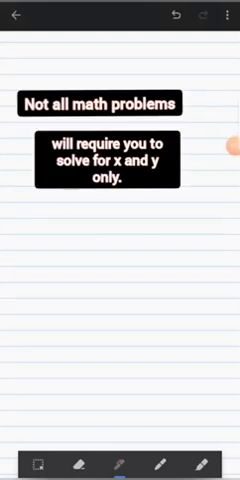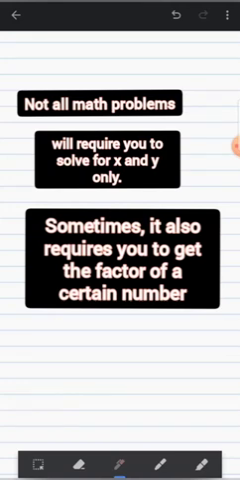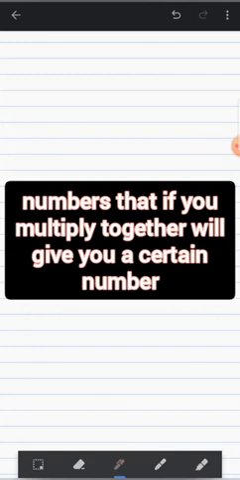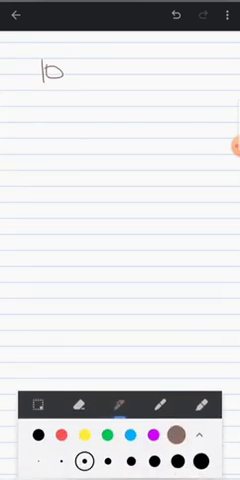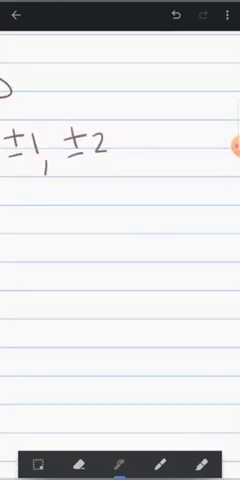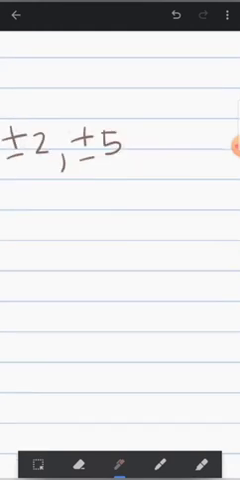Not all math problems will require you to solve for x and y only. Sometimes, it also requires you to get the factor of a certain number. And what we mean if we say factor is that numbers that if you multiply together will give you a certain number. Let's say you have the number 10. So, since 10, its factors are positive negative 1, positive negative 2, positive negative 5, and also positive negative 10.